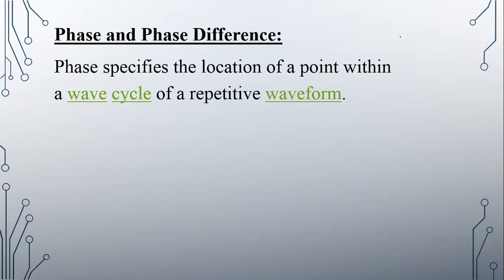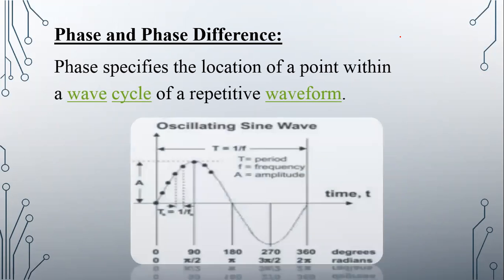Within a waveform, phase helps to describe the location of a point, that is, what is the location of a point in a wave cycle, so it can be determined by using the phase. So phase is basically an angle, and it is measured in degrees or radians.